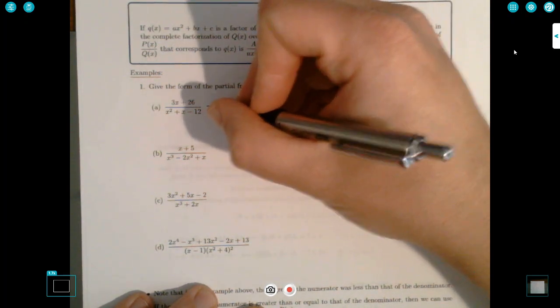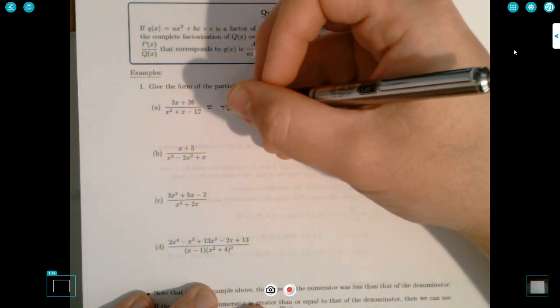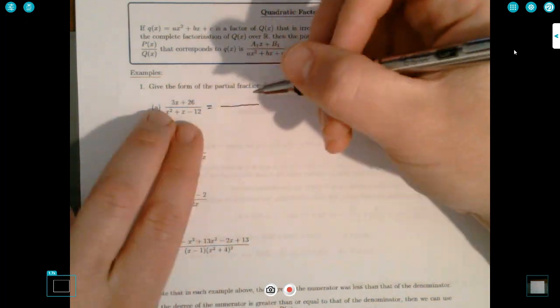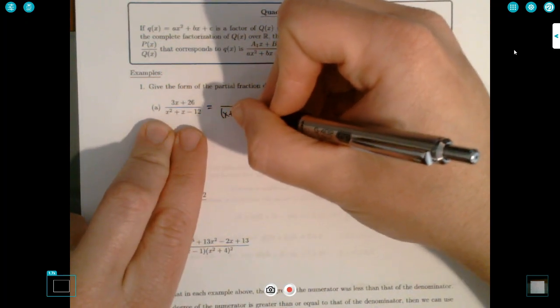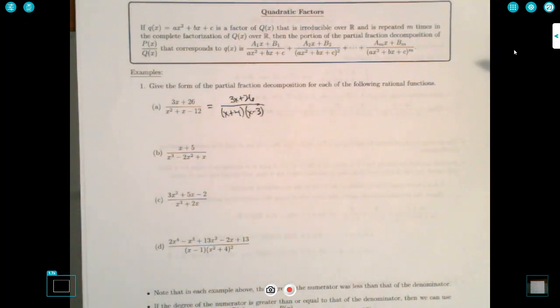So let's say that you have this expression, 3x plus 26 over x squared plus x minus 12. To find the partial fraction decomposition, the first step is always to factor the denominator completely, over the reals. So the denominator, if we factor that, would be x plus 4 times x minus 3. The numerator, of course, is still 3x plus 26.